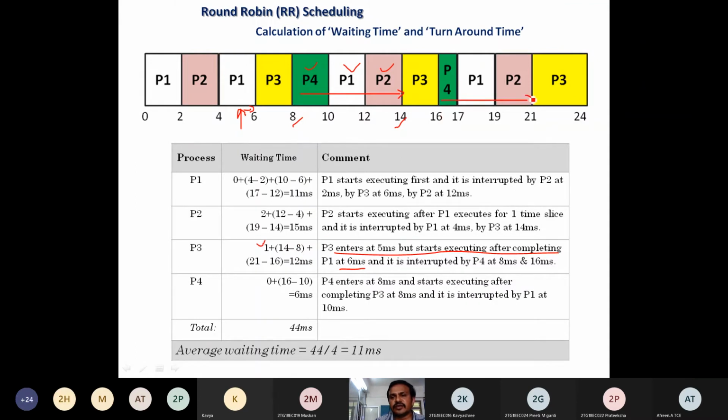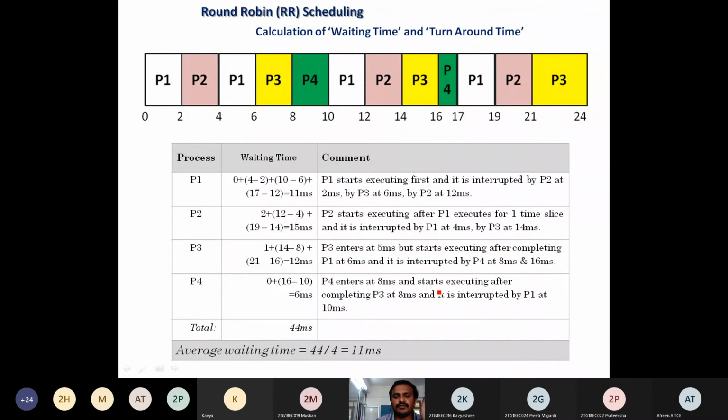What is the next turn? It is 21 minus 16. That is the completion time period for P4, P1 and P2, that is 2 plus 2 plus 1, which is 5 milliseconds. So overall waiting time for P3 is 1 plus 14 minus 8 plus 21 minus 16. It is 12 milliseconds. It has waited 12 milliseconds for execution.